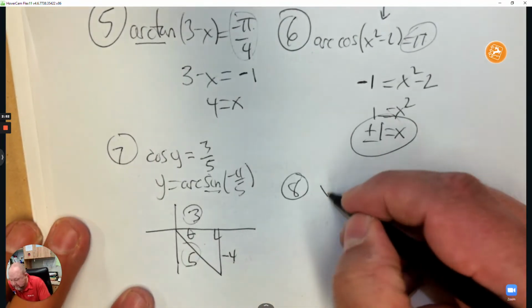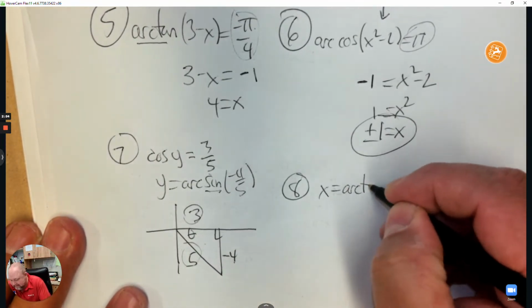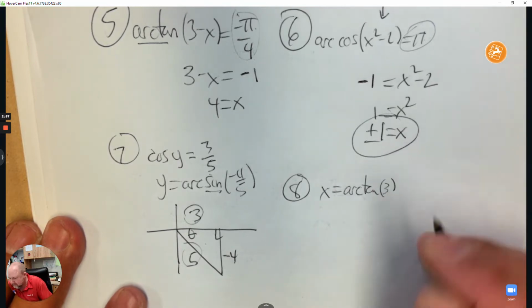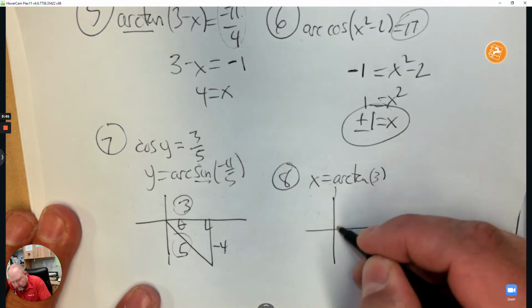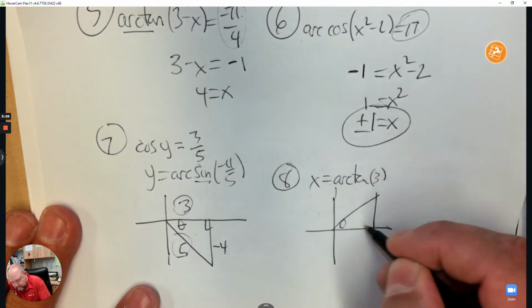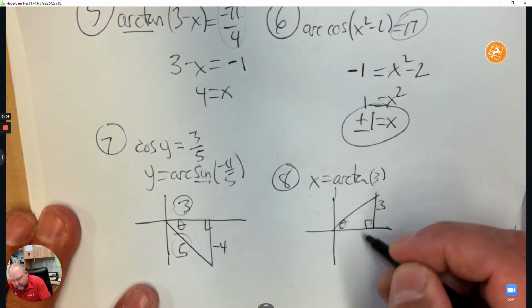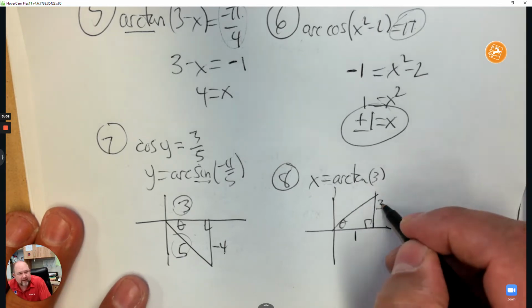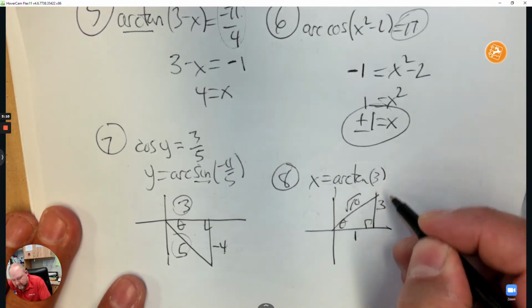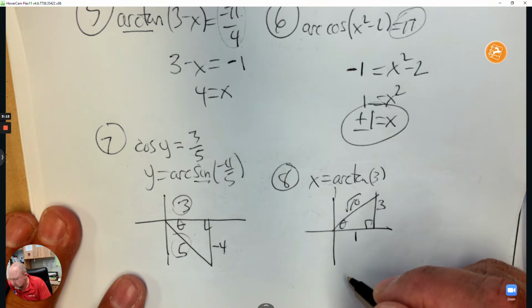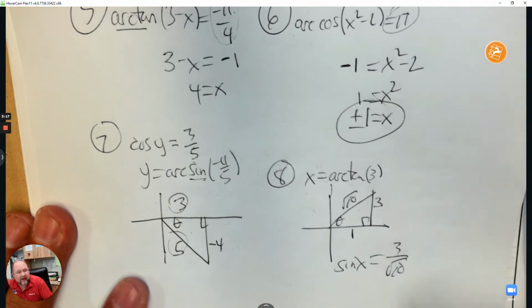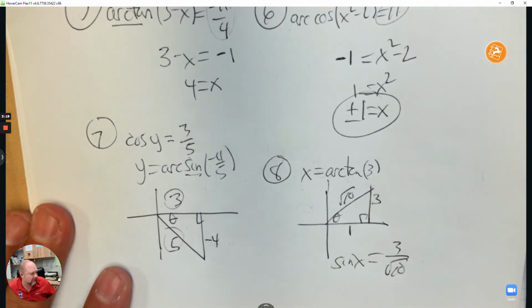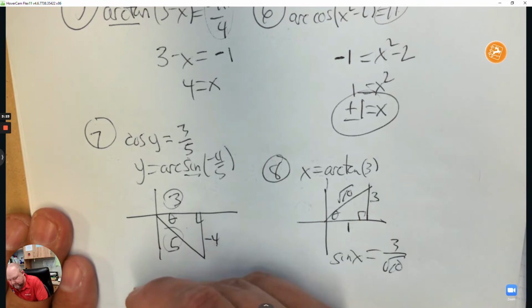Find sine of x, where x equals arc tan 3. So this is in quadrant number 1. Opposite over adjacent. 9 plus 1 is the square root of 10. And what are we looking for again? Sine. So sine would be opposite over hypotenuse. And you can leave it as that answer. Number 9.